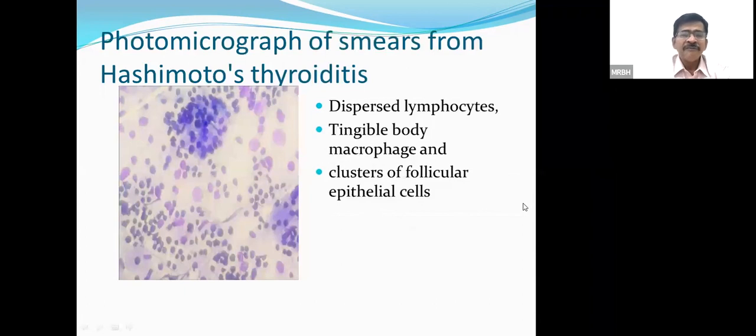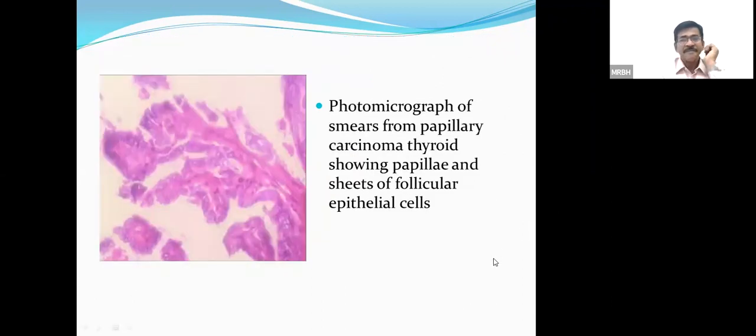These are photomicrographs of a situation where you find a lot of lymphocytes, Hurthle cells, and macrophages and clusters of follicular epithelial cells, suggestive of Hashimoto thyroiditis. Next. This is a classic papillary pattern where you can find papillary sheets of follicular epithelial cells. The classical feature of papillary carcinoma of thyroid, which can be diagnosed on FNAC.